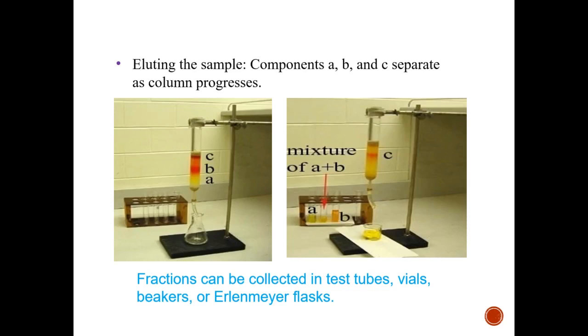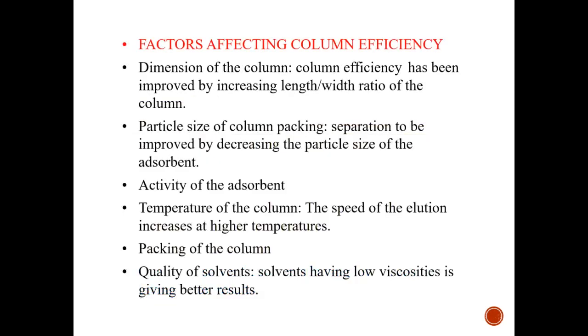Here the sample has been placed. Already A has been separated here. This is the A plus B mixture, and this one is B, and C is here. You can determine that C is the strongest adsorbed to the stationary phase and A shows weaker interaction with the stationary phase. Now we will see the factors affecting column efficiency.